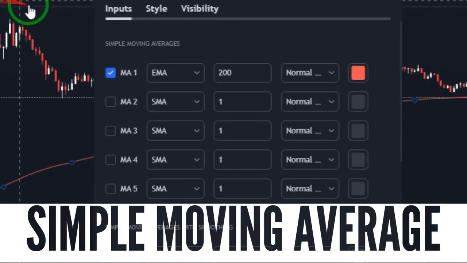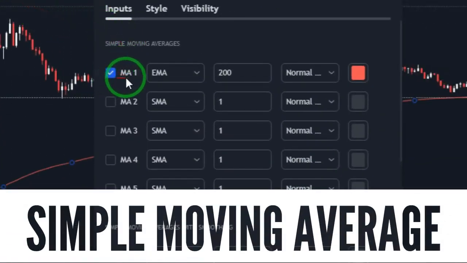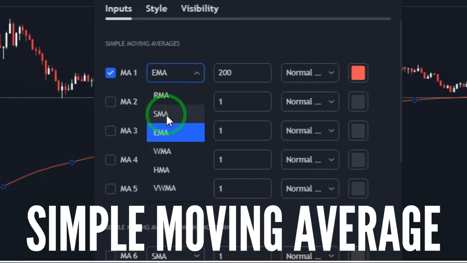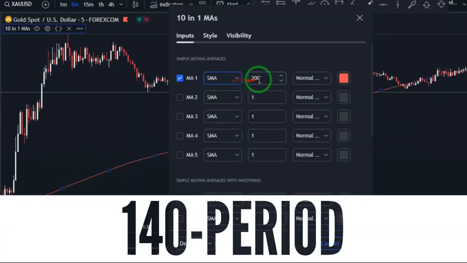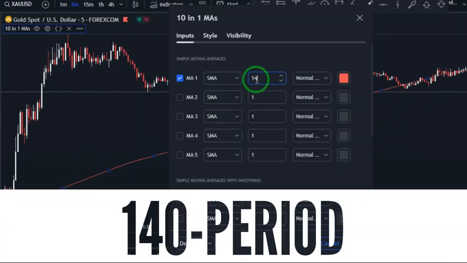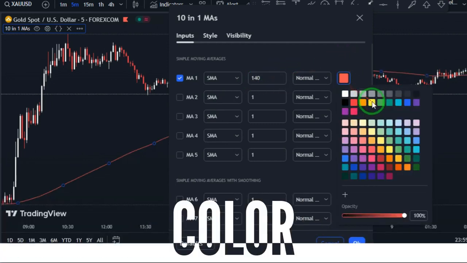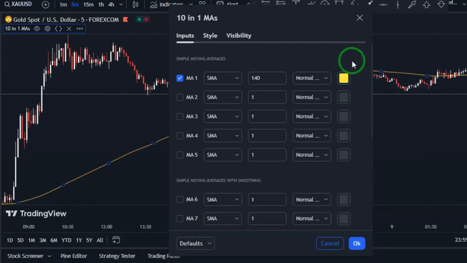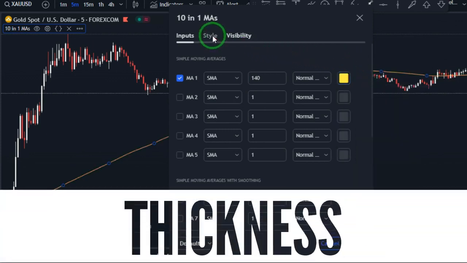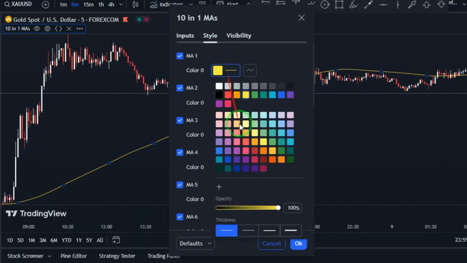So head over to its settings and change the method to SMA. Then change the period to 140. Next, change the color however you want. You can also make the line thicker to make it easier to see.